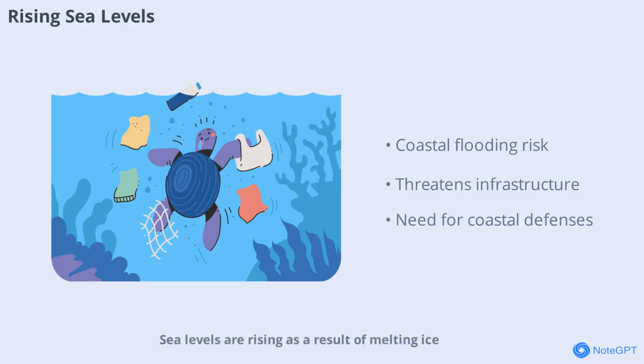Sea levels are rising as a result of melting ice caps and the expansion of seawater due to higher temperatures. Coastal cities like Mumbai, Chennai, and Kolkata are at risk of flooding and erosion. Rising sea levels threaten homes, infrastructure, and livelihoods, especially in low-lying areas. Preparing for these changes involves building stronger coastal defenses and planning for the relocation of vulnerable communities.